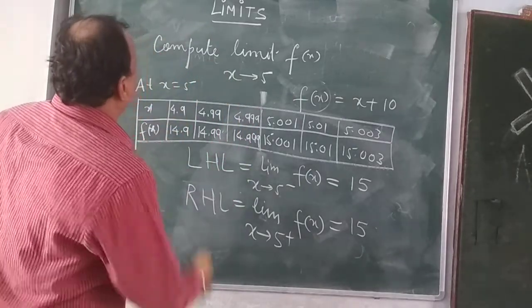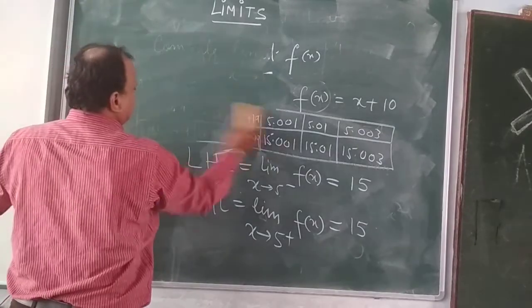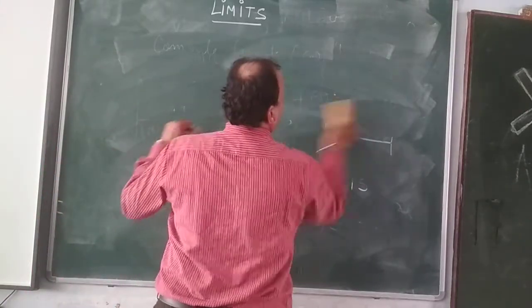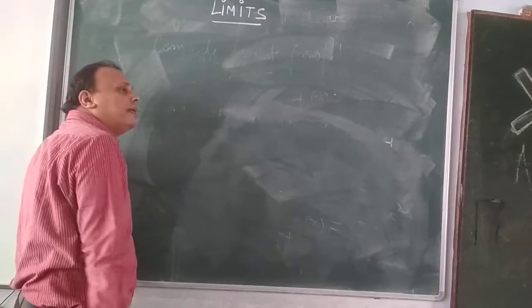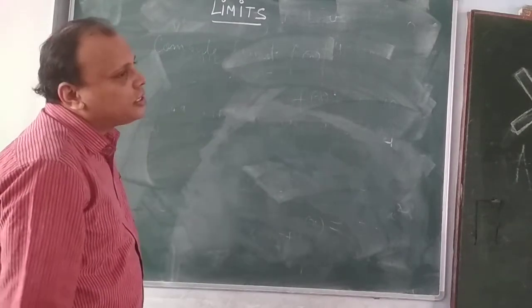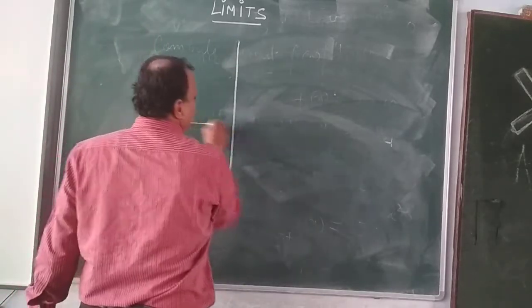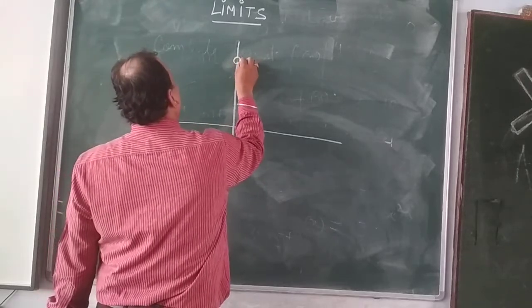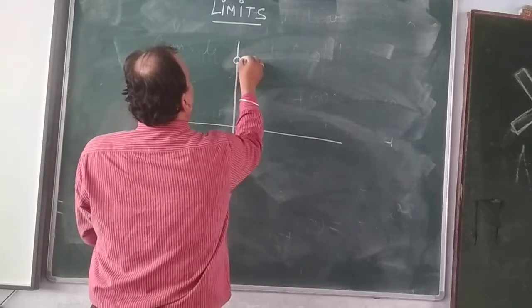Okay, so it is very clear that whenever you are discussing the limit of a function, the definition is that limit, if it exists, then its left hand limit is defined, right hand limit is also defined. Let us consider some function, say for example like this. Let us consider a function like this.